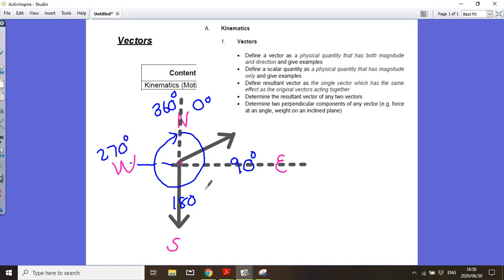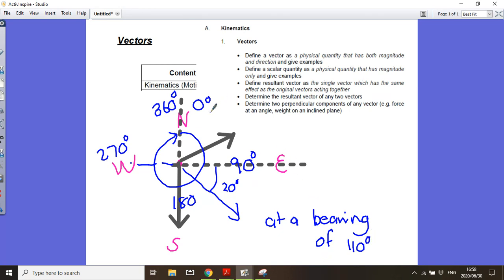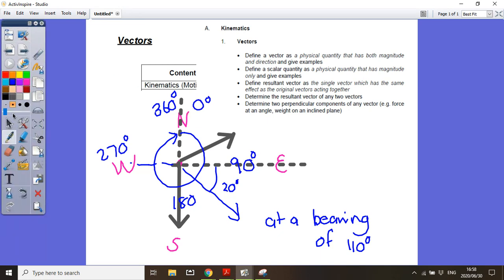Now, you don't have to say north, east, south, and west then anymore, because if this is my vector here, you measure all the way here, and you're going to say at a bearing of, and then if you have an angle, for instance, of 20 degrees here, then it's 90 plus 20, so it's going to be 110 degrees. So you need to actually state the direction of your vectors. There's normally at least one question in a paper on this.